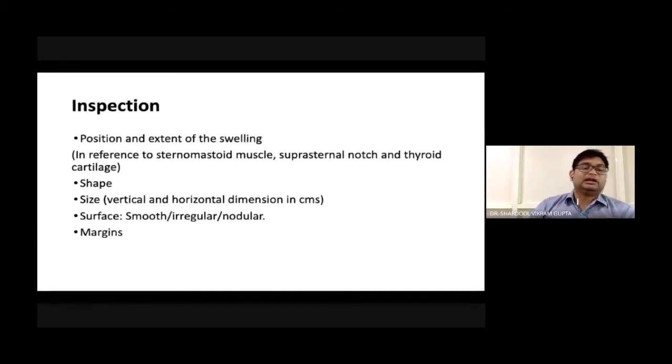So you will then comment about the shape of the swelling, whether it is oval, spherical, or even butterfly shaped. If both the lobes of the thyroid are enlarged, then you will see a butterfly shape. You will measure it in vertical and horizontal dimensions in centimeters, and the surface of the swelling, whether it is smooth, irregular, or nodular. Usually multinodular goiter is nodular in nature. It will be a bosselated swelling, and the margins, whether they are distinct or not.